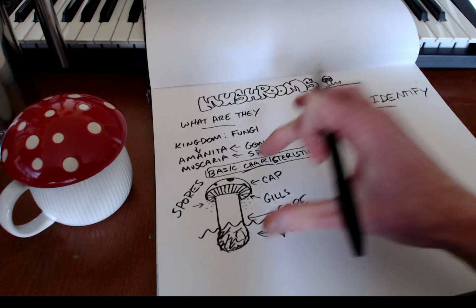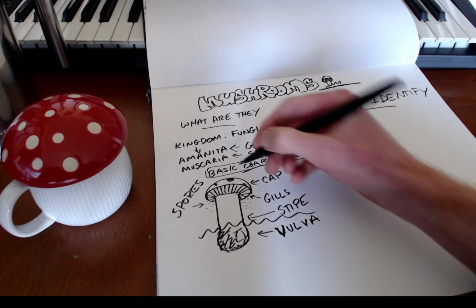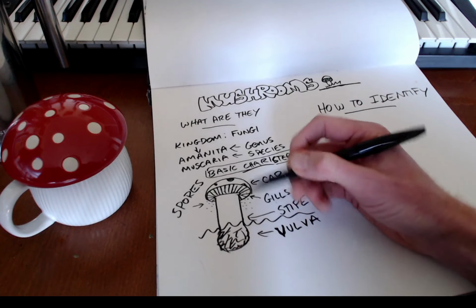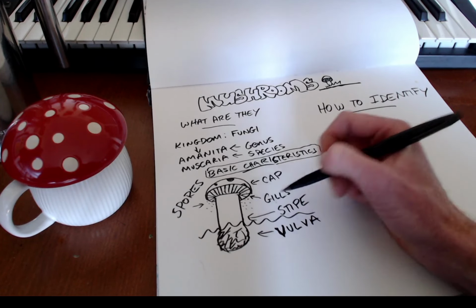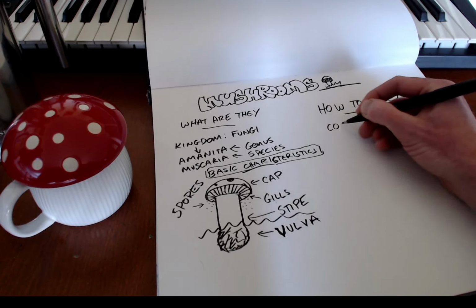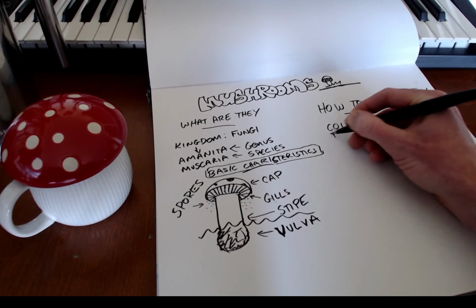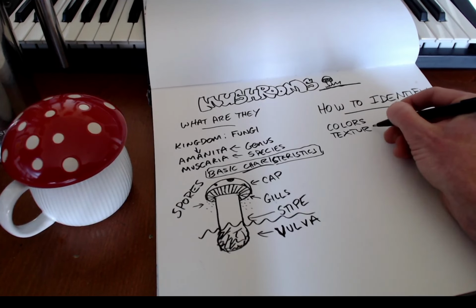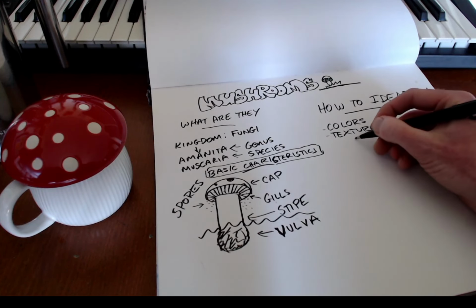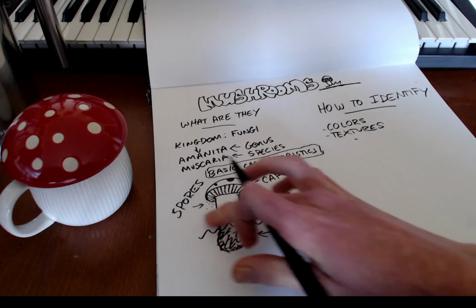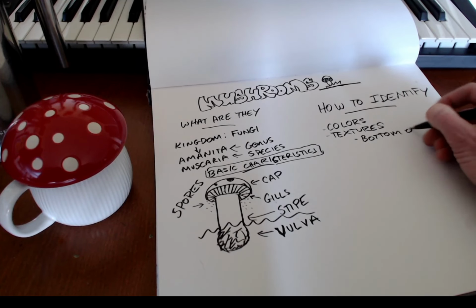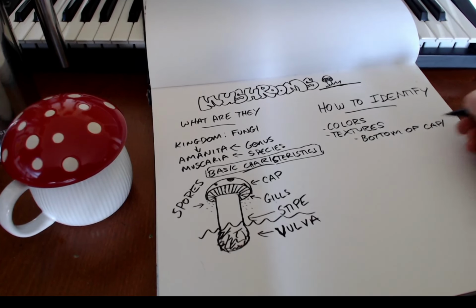Essentially, you want to always look at these features that we talked about here. So you want to look at the color of the cap. You want to look at the shape of the stipe, the color of the stipe, the texture of the stipe. You want to look at the gills. What color are the gills? So we're going to say colors, textures, right? So those are some very basic things that you want to do. Okay, and you definitely always want to pay attention to what color is the bottom of the cap. Okay, so bottom of cap slash gills.